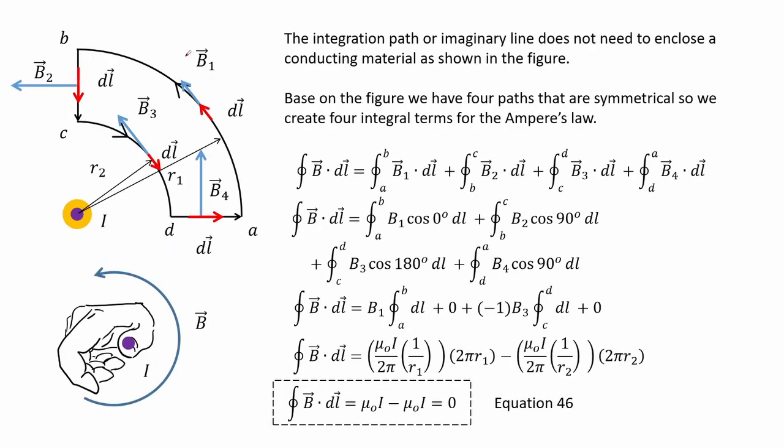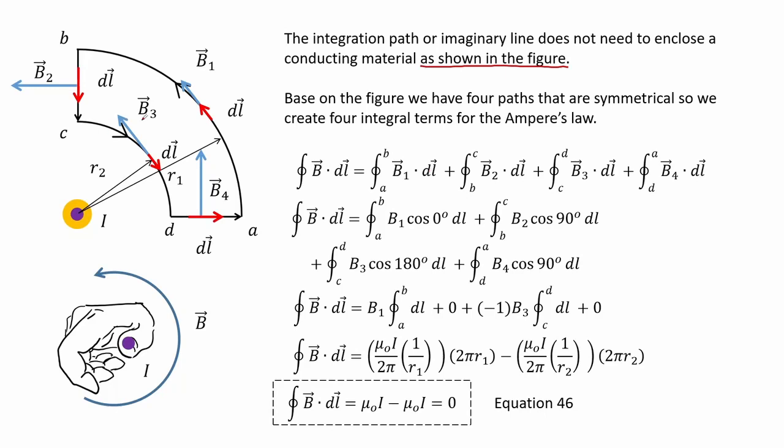The integration path or imaginary line does not need to enclose a conducting material as shown in the figure. Based on the figure, we have 4 paths that are symmetrical, so we create 4 integral terms for Ampere's law. The direction of the magnetic field is found using the right-hand rule, and it is moving counterclockwise. The magnetic field is again tangent to the curved surfaces here. At each integral line, the magnetic field B varies.